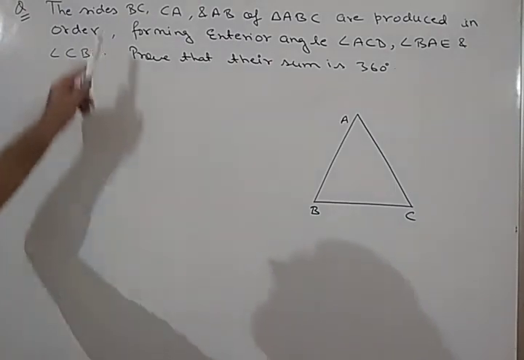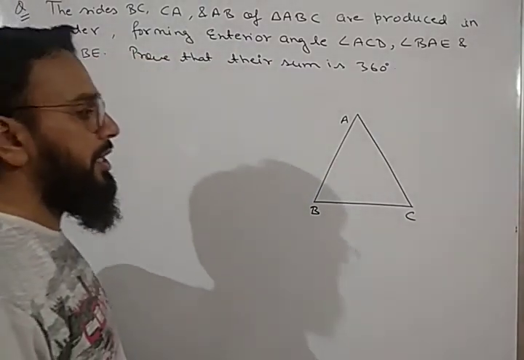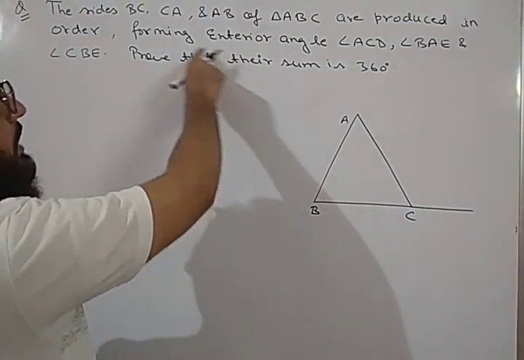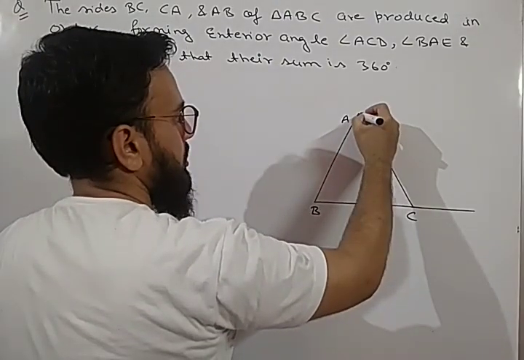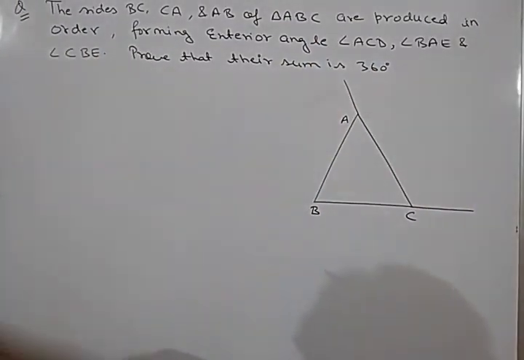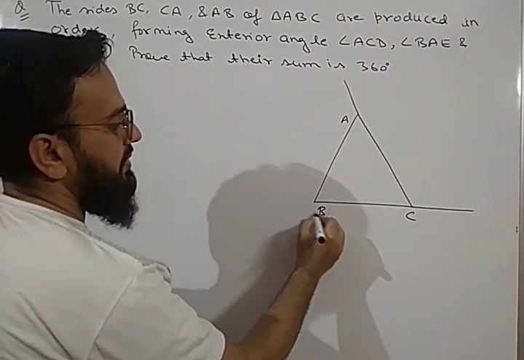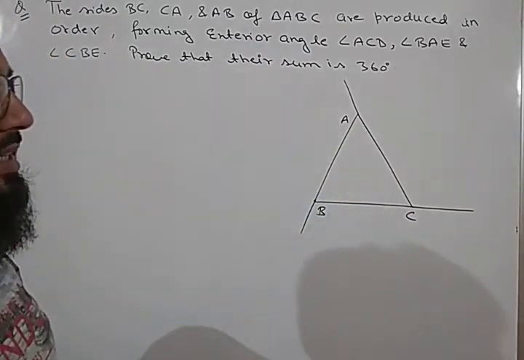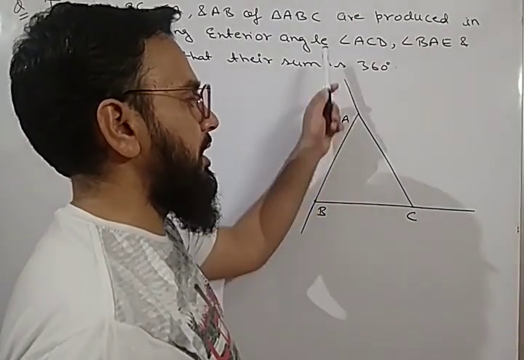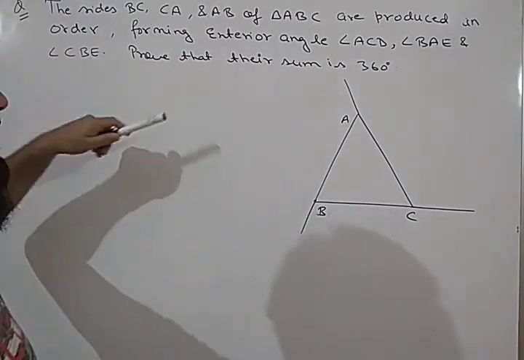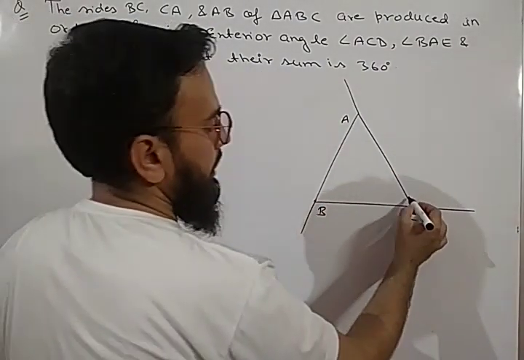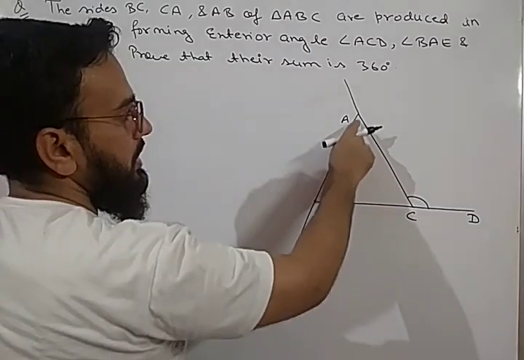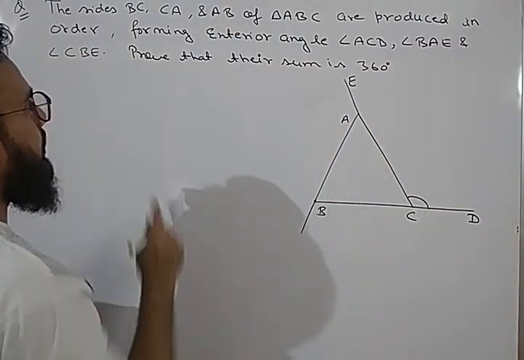Then what is given? The sides BC, CA and AB are produced. So first we produce side BC. Then side CA is produced, and AB should be produced. So all three sides are produced, in order, forming exterior angle ACD. This is exterior angle ACD. Then BAE, this will be BAE, and the third one is angle CBE.